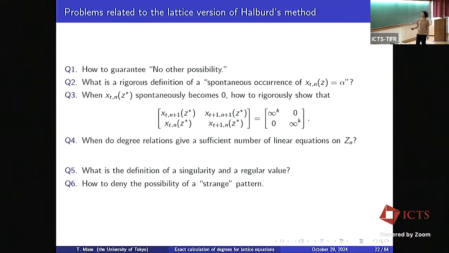The question 5 is, what is the definition of a singularity? Yeah, we have to think about this. And question 6, how to deny the possibility of a strange pattern? What is a strange pattern?